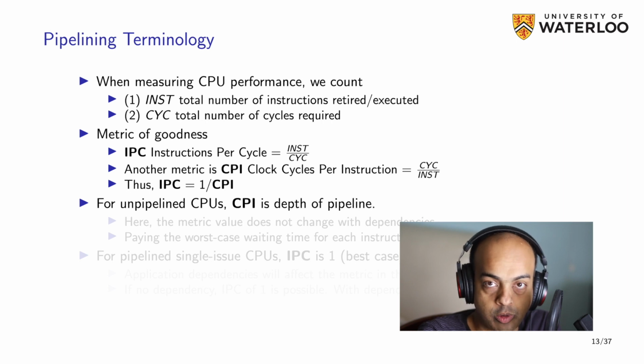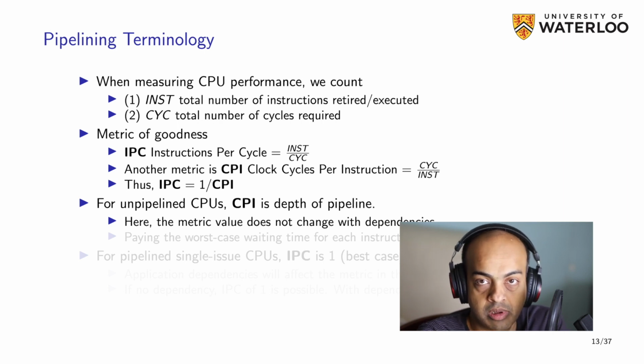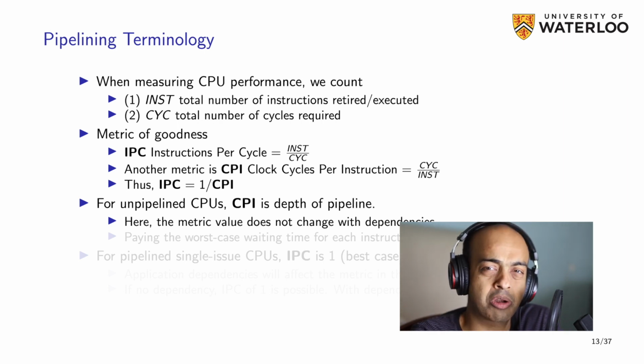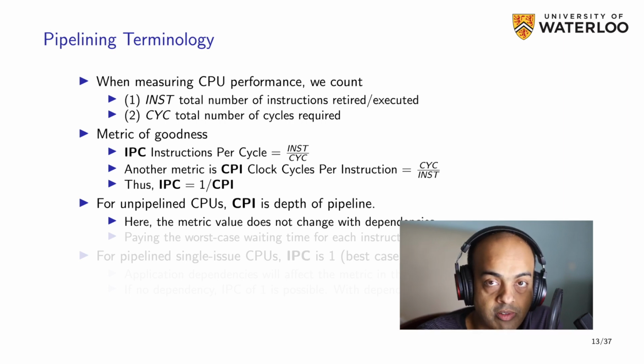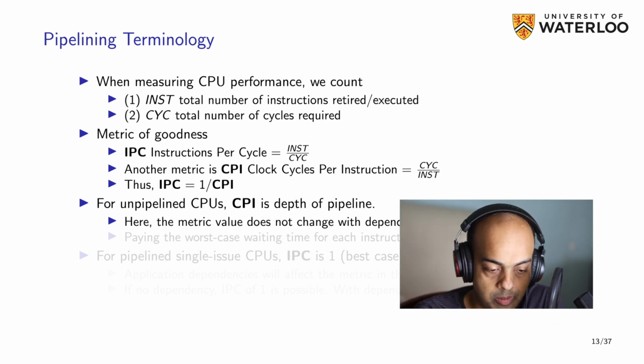For unpipelined CPUs, the number of clock cycles you need per instruction is the depth of the pipeline, because you are not allowing the next instruction to execute. So you have to wait a certain number of cycles, which is the number of stages in your pipeline. The advantage here is that no matter what code you execute, the CPI is going to be the same. Dependencies are irrelevant because you're executing instructions back to back, fully waiting the entire pipeline depth before starting the next instruction.